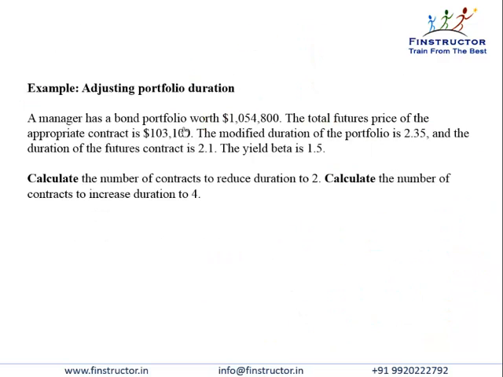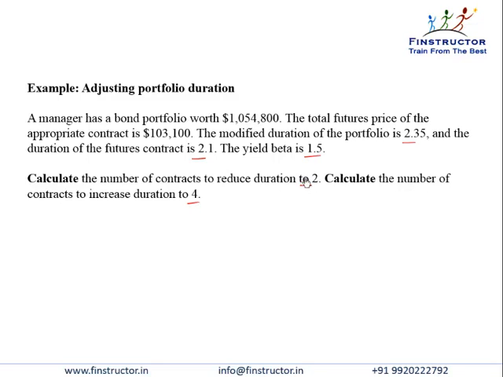A manager has a bond portfolio worth $1.0548 million. The total futures price of the appropriate contract is $0.1 million. The modified duration of the portfolio is 2.35 and the duration of the futures contract is 2.1. The yield beta is 1.5. Calculate the number of contracts to reduce the duration to 2, and calculate the number of contracts to increase the duration to 4.